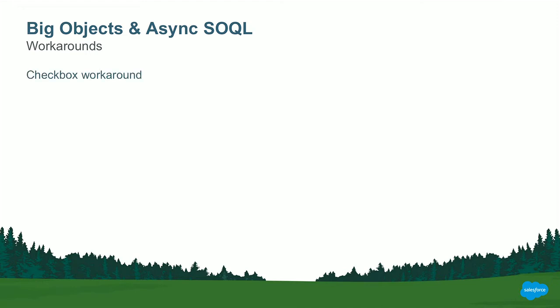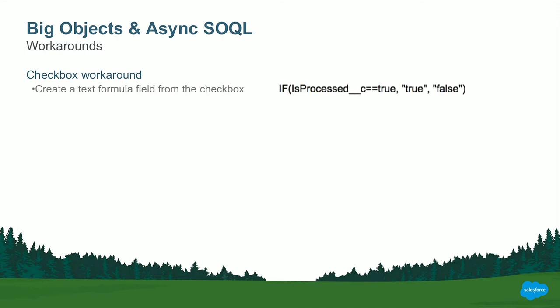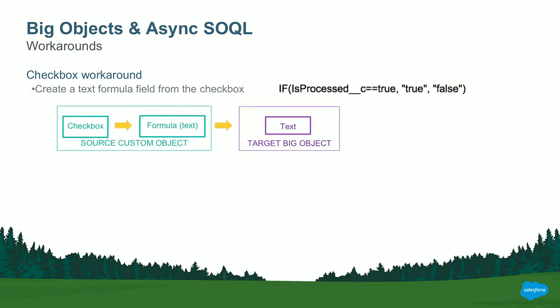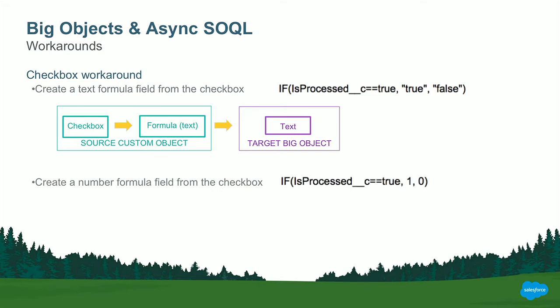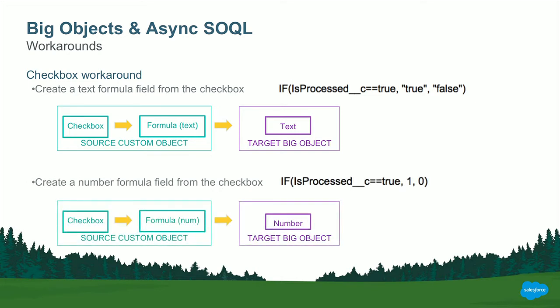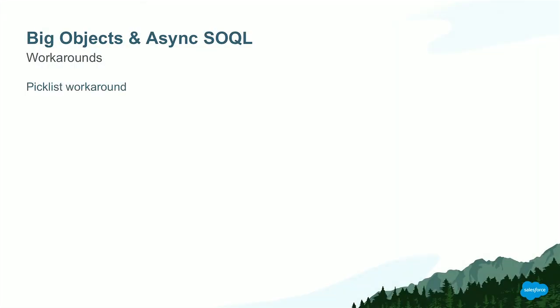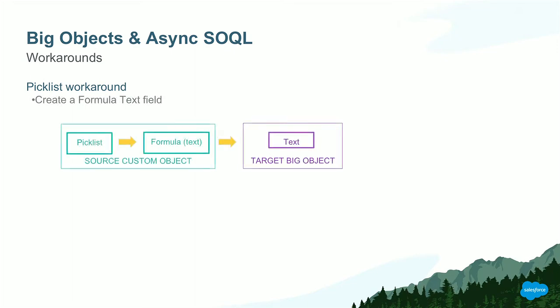So, for example, if you have a checkbox field in your custom object that you want to store in a big object, what you could do is create a formula field that converts the checkbox into a text field, and then just archive or copy the content of that text formula field into the target big object into a text field. Or we could do exactly the same with a number field: have a formula number field and copy the resulting number into the target big object into a number field. What about picklist? Exactly the same. You can create a formula text field with the picklist values, and once you have the text, you can store that in a field.